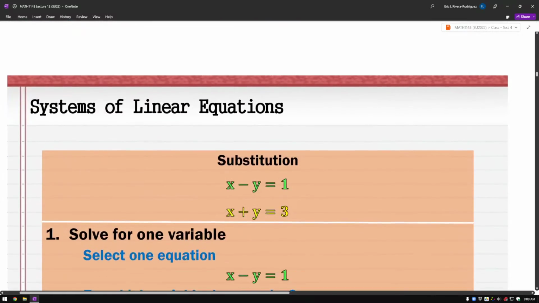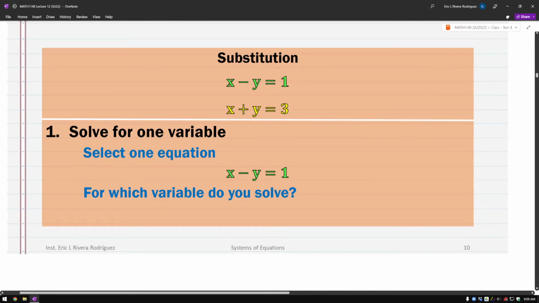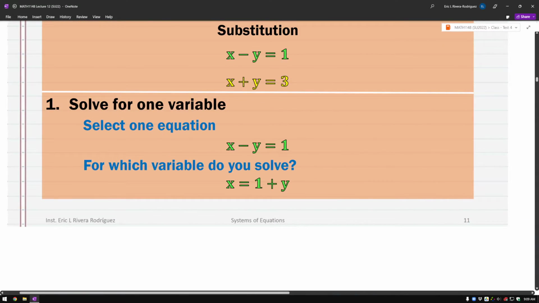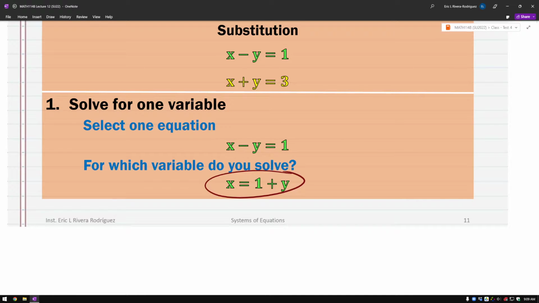That's correct. It's going to be easier to solve for x, because when we add y to both sides, we cancel this y and we cancel that negative, and then we are going to have a plus y here. So that is what we are seeing here, and that way we avoid working with negatives. So that's step number one. We have selected the equation and the variable that we are going to solve. We solve for one variable.